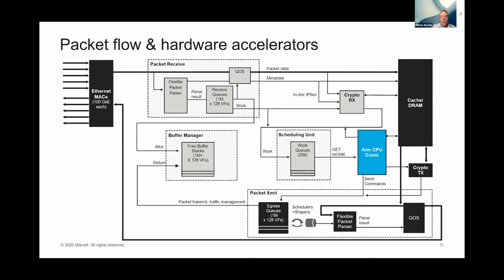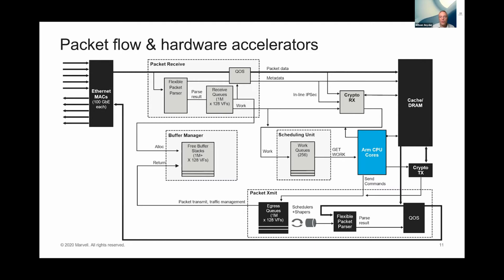This also decides which of the 128 virtual functions the particular packet's going to go to, and on that particular virtual function, which of over 1 million receive queues within that virtual function it's going to get shipped to. The packet would then either go to memory, or also we support inline IPsec, so we can take the packet, automatically decrypt it, and put the decrypted data into memory. So when the CPU gets it, it's all decrypted. It's almost as if it never had to be decrypted in the first place. So that offloads the CPUs.